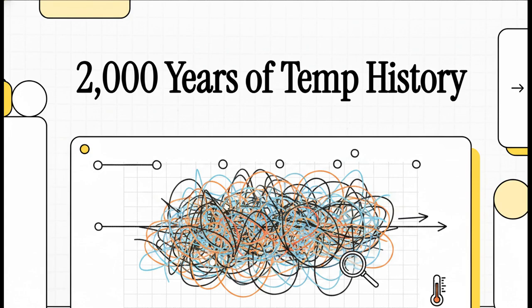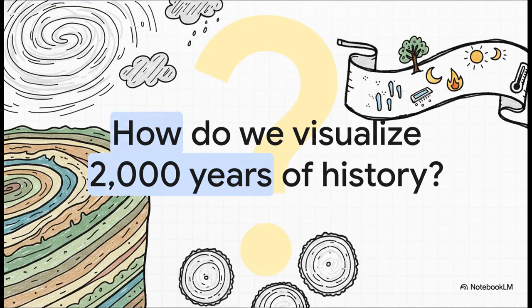Okay, let's dive into this. I want you to just think about this question for a second. How do we actually visualize 2,000 years of history? It's a huge challenge. We're talking about condensing millennia of natural planetary shifts, seasonal variations, and centuries of changing climates into a single readable format that we can easily comprehend.